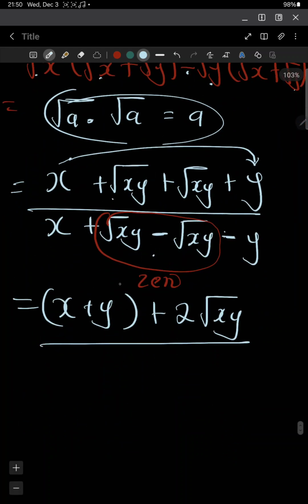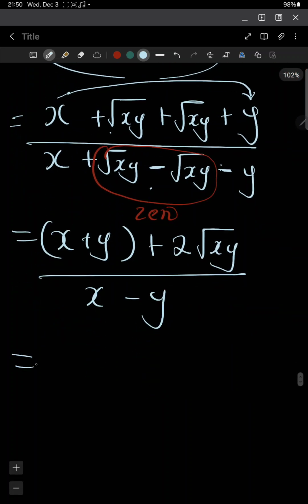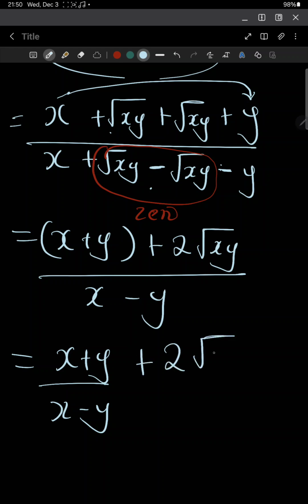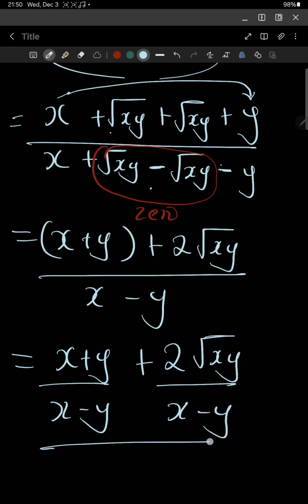Divided by, this is 0, x minus y, which can be expressed as x plus y divided by x minus y. Don't cancel like this, like this. It is not applicable like that. Make sure that you don't make those silly mistakes. So it will be x plus y divided by x minus y, the first part. The second part is 2 square root of xy divided by x minus y. So this is the final answer.